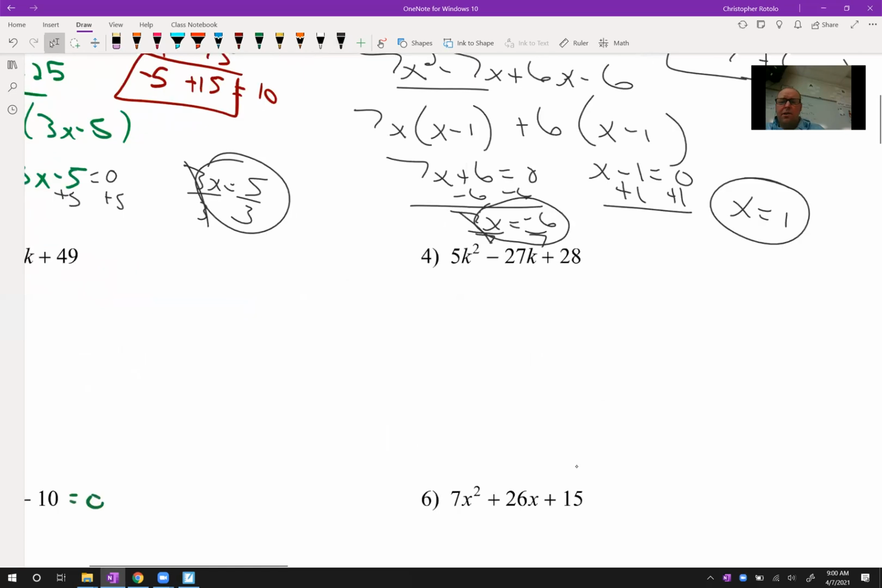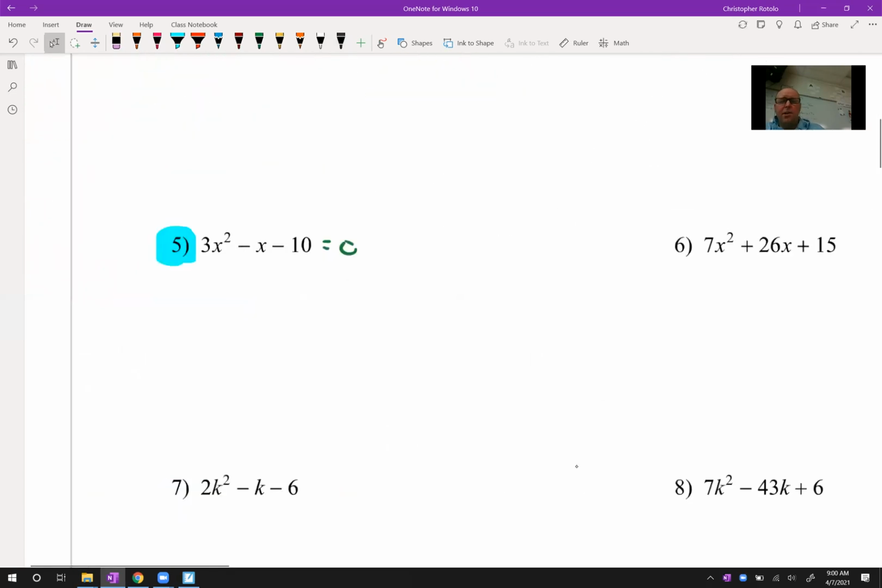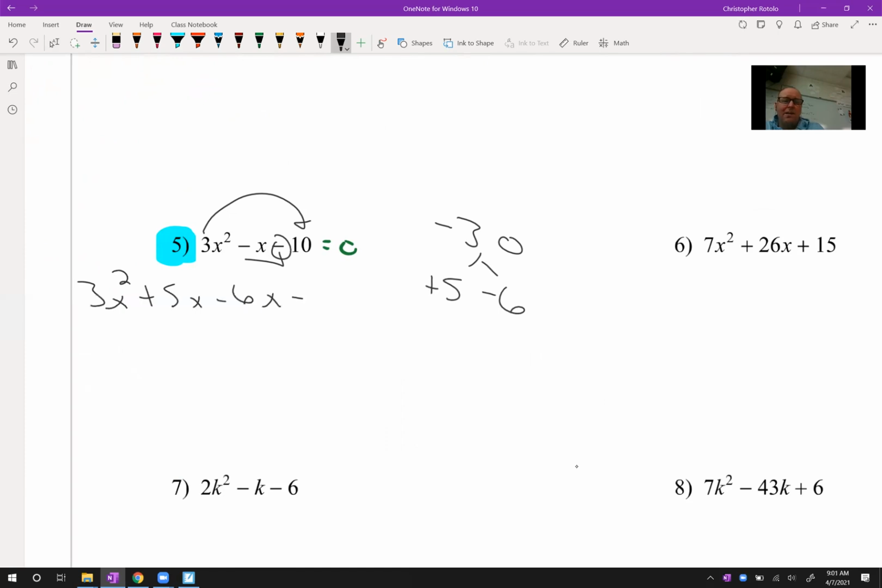All right, so I just handpicked a couple of these, no particular reason. So 3 times 10, that's 30. It's going to be negative. So what factors of 30 are 1 apart? Well, that's 5 and 6. I hope you recall those. And if I want to get negative 1, that means the 6 has to be a negative and the 5 is positive. So here we go. 3x squared plus 5x minus 6x minus 10.